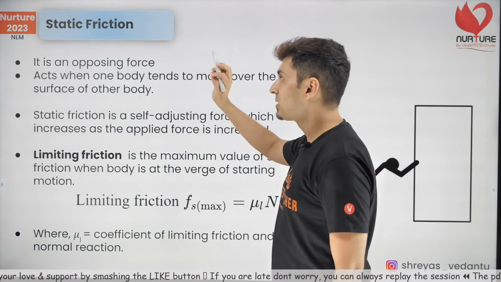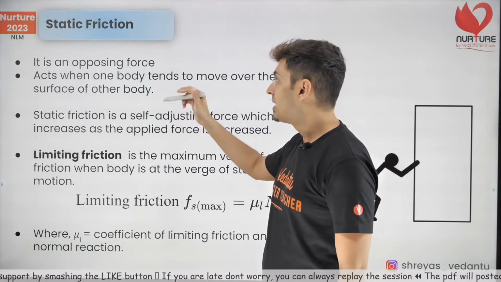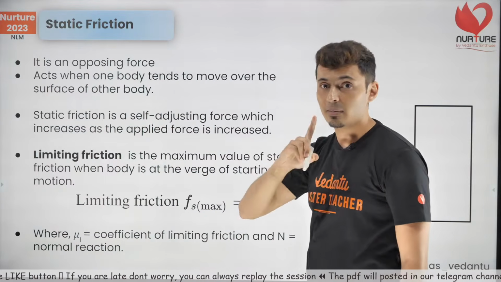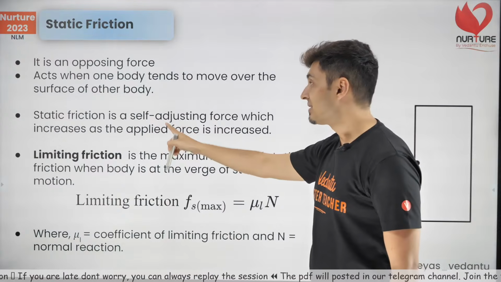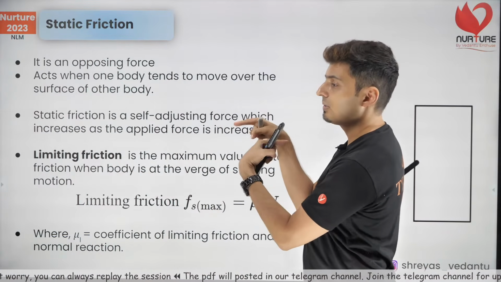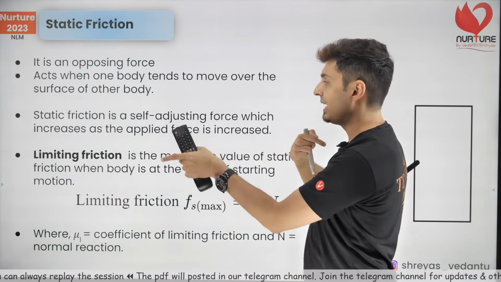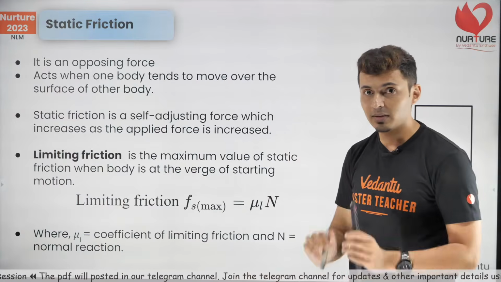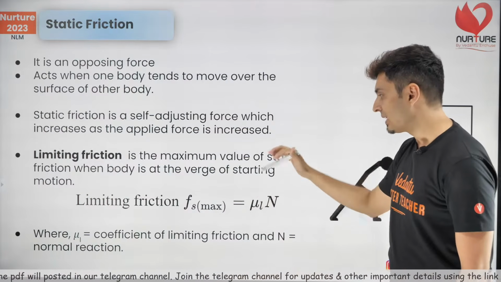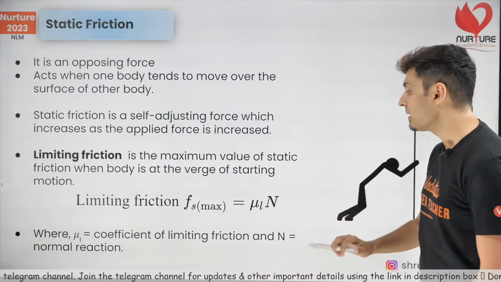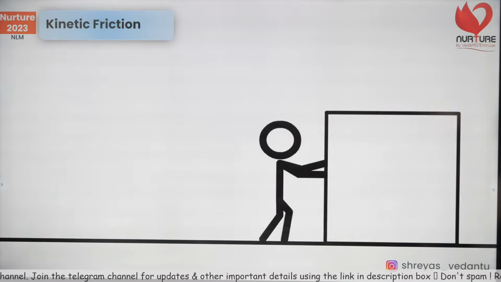Static friction opposes the tendency to motion. It acts when one body tends to move. It always opposes the tendency. Remember, I have told you all this. This is a self-adjusting force. That means if you apply the force here, friction will act here. If you apply the force here, friction will act there. And the limiting friction is the maximum value till which the static friction can extend, and it is mu s into N, where mu s is the limiting friction coefficient.